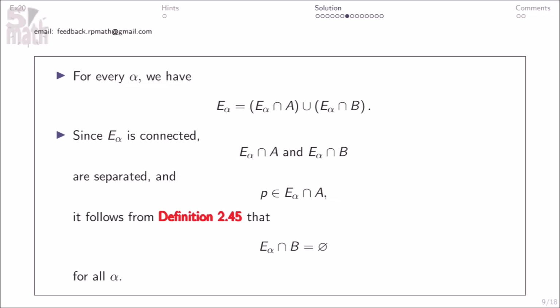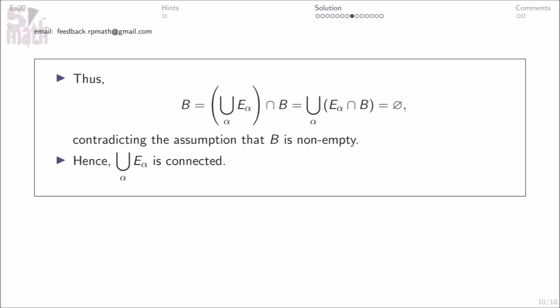For every alpha, we have this. Since E alpha is connected, this and that are separated, and this. It follows from definition 245 that this for all alpha. Thus, B equals this, contradicting the assumption that B is non-empty. Hence, this is connected.